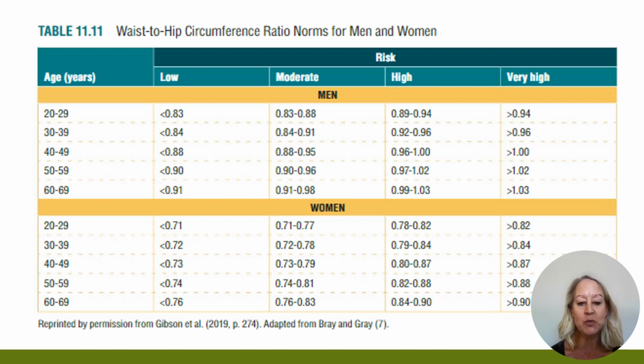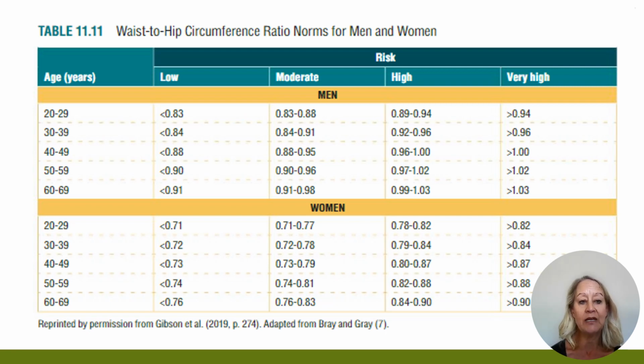For females 20 to 29, anything below 0.71 is considered to be low. Women at a moderate rate would be 0.71 to 0.77. High risk would be 0.78 to 0.82, and anything above 0.82 would be very high for women.